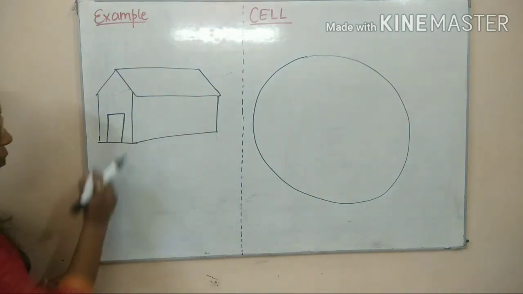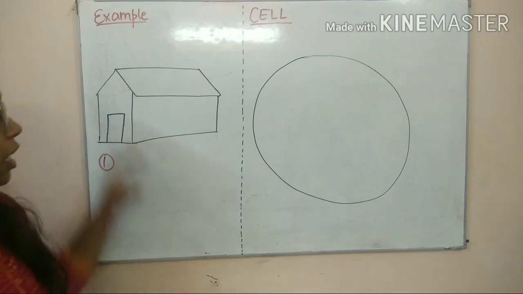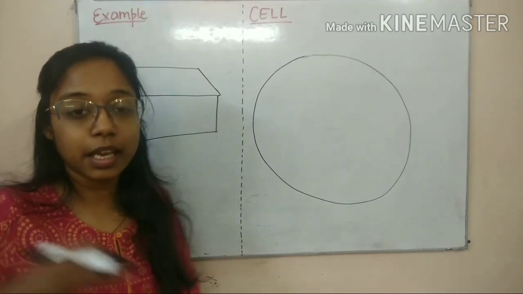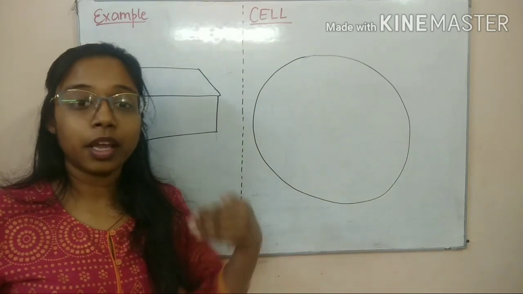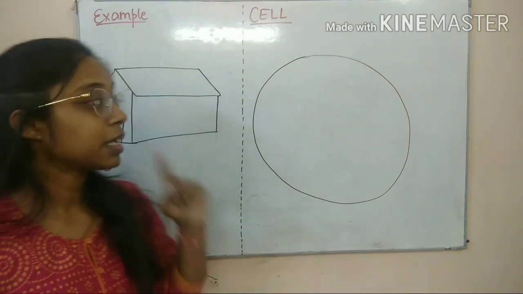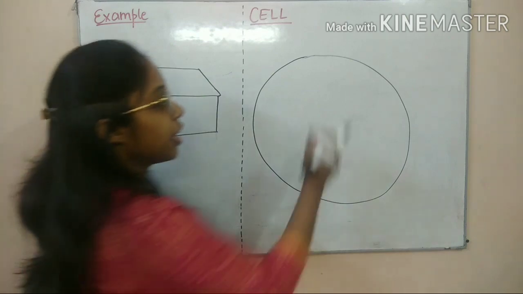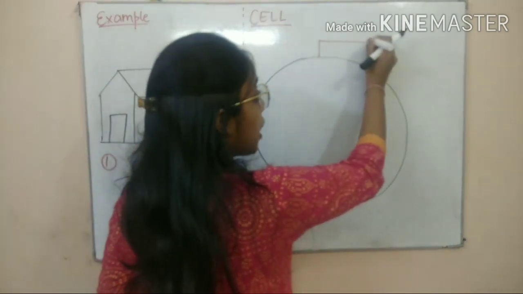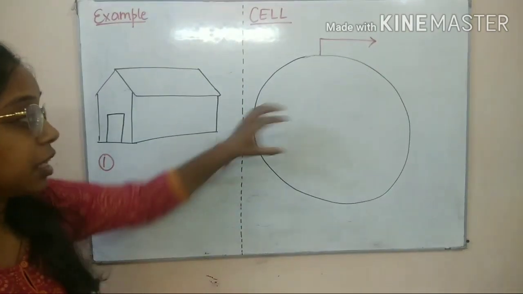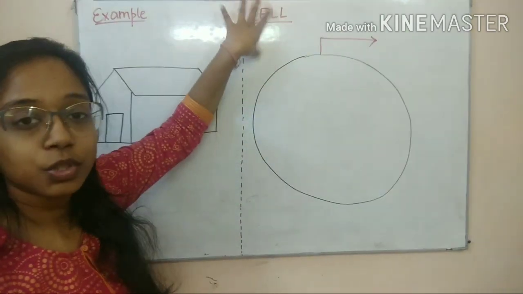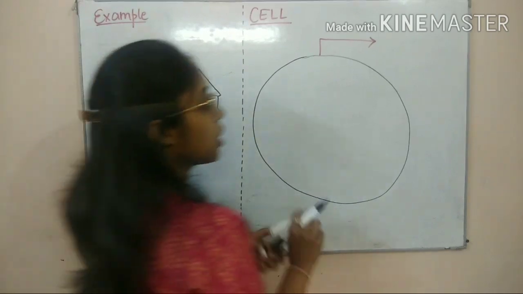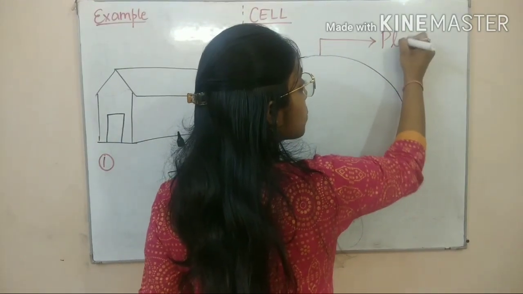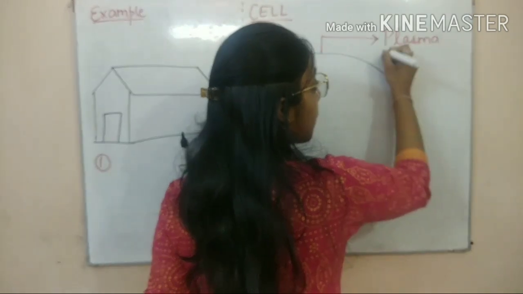First thing is, like our house has walls which separate the outside environment from the environment inside our house. Similarly, in a cell, there is an outer covering which separates the inside environment from the outside environment. This covering is called plasma membrane.